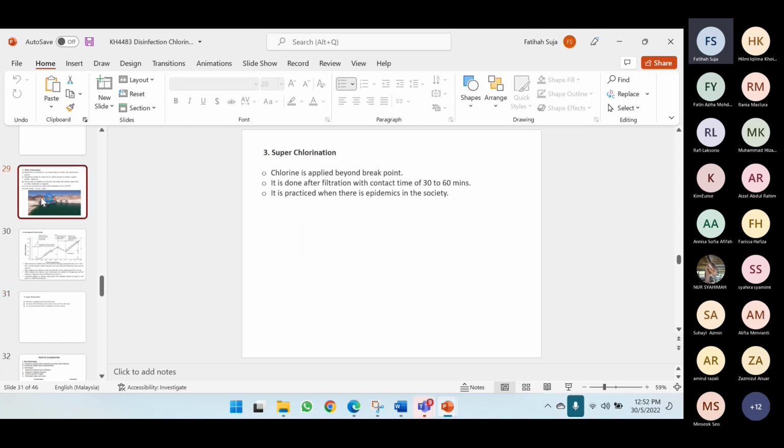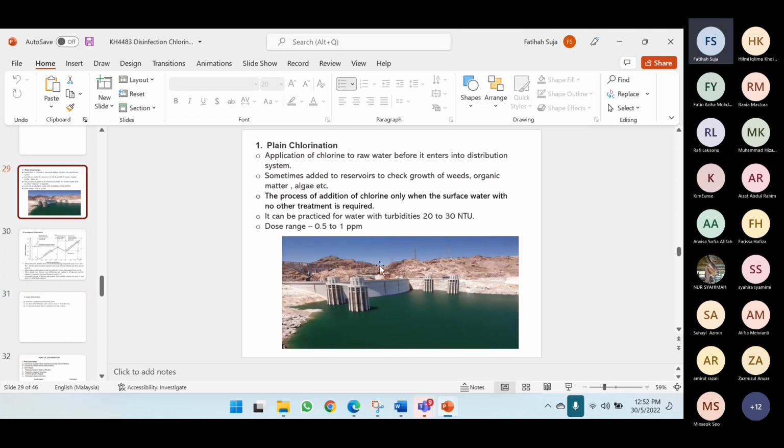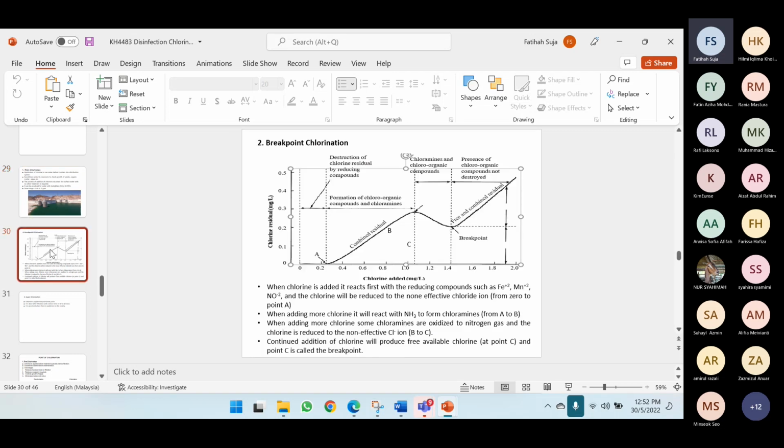Okay, and then you have plain chlorination, meaning at a reservoir, you just want to check, you just want to make sure without thinking of distributing the water after the treatment, meaning that you don't need to think about the residual. This is what we call plain chlorination. Or you can have this breakpoint chlorination, meaning that you have other compounds because the water is not that clean like what you have for plain chlorination.